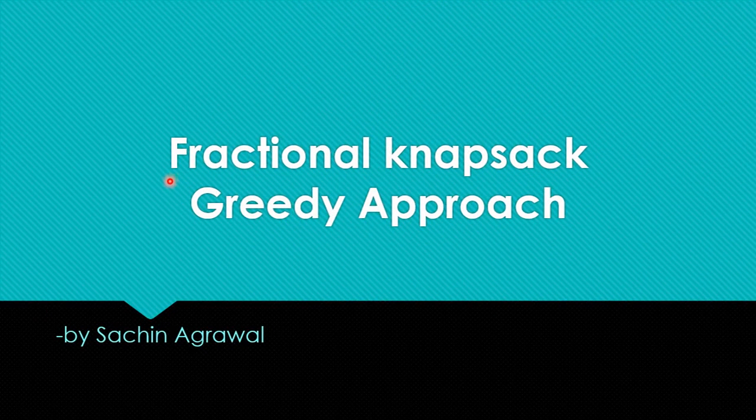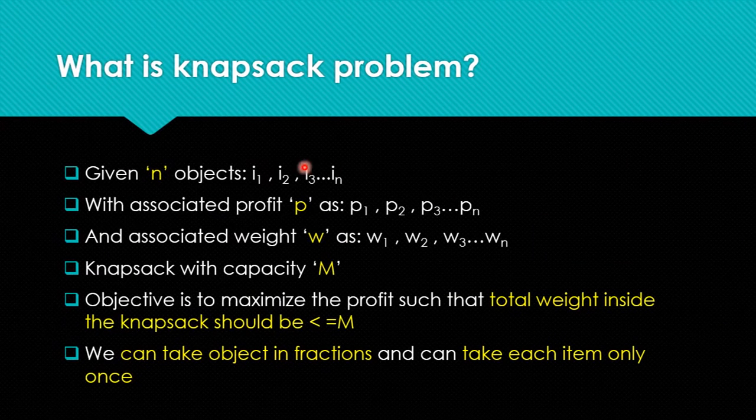So in this video I will explain how to solve the fractional knapsack problem using the greedy approach. First of all, let's see what the knapsack problem is. We are given n objects i1, i2, i3 and so on, and with each object we have some associated profit value, that is P, and some associated weight W. Now we have a knapsack with capacity capital M.